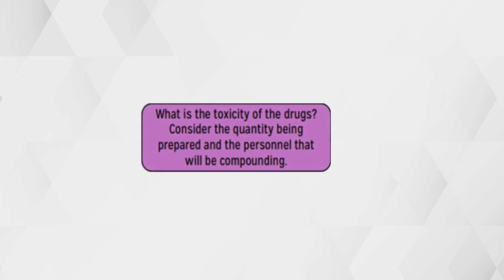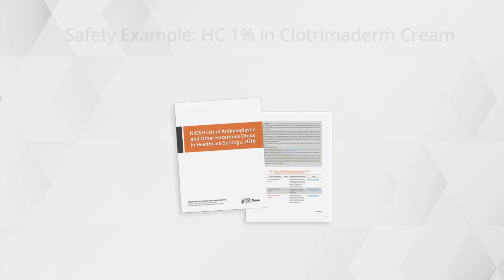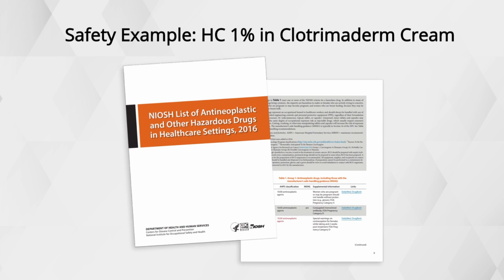For the purpose of this module, in terms of employee safety, we will focus on determining the toxicity of the drug and mitigation strategies for compounding hydrocortisone in clotrimazole cream. Neither hydrocortisone nor clotrimazole is found on the NIOSH list, so they are not considered hazardous drugs in Nova Scotia. This does not mean that there are no risks or hazards associated with them.